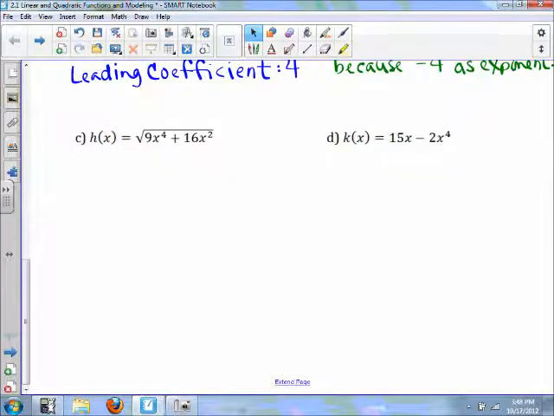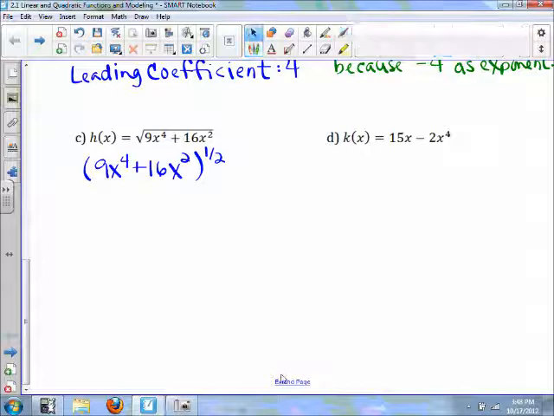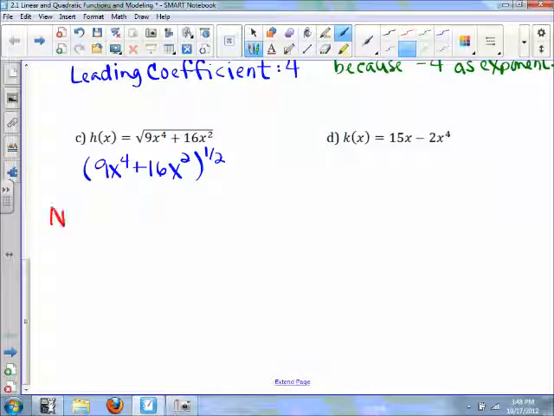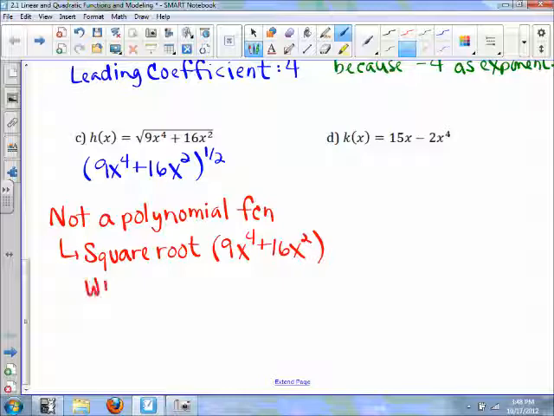Now, if we look at C, what we'll have, this will really be 9x to the 4th plus 16x squared to the 1/2 power. This will not simplify. 9x to the 4th plus 16x squared will not simplify. So this is not a polynomial function. The square root, or the radicand, the stuff under the square root, it will not simplify.